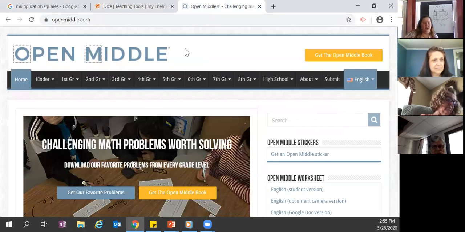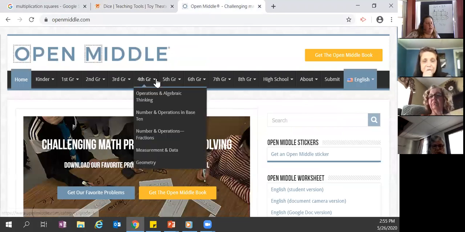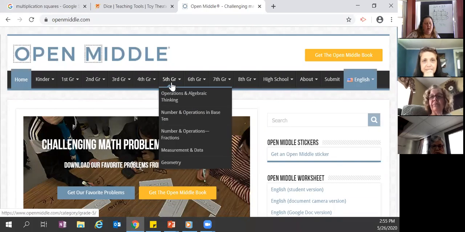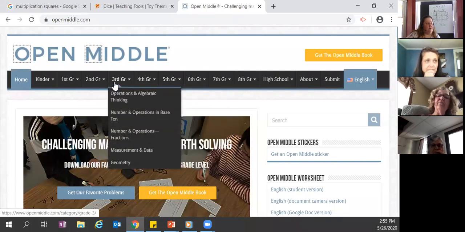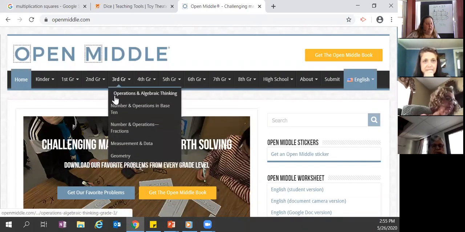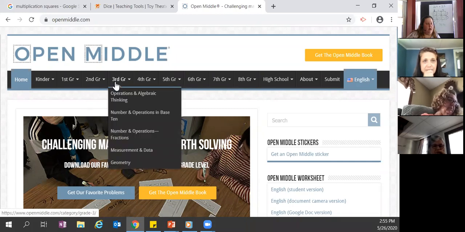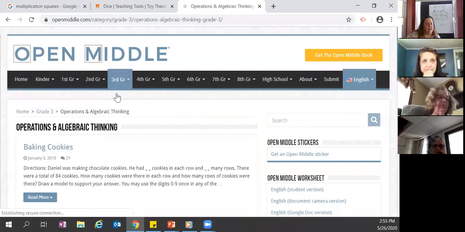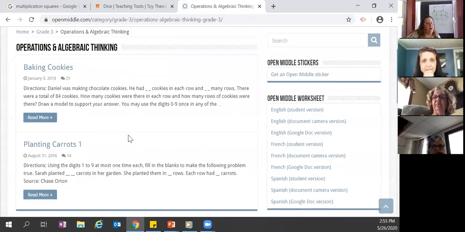So this is openmiddle.com. I believe that was probably a 4th grade problem that I grabbed, but you can see up here along the top, you can pick which grade level you were thinking about working with. So I'm going to go to 3rd grade, and I'm going to think about operations and algebraic thinking. So it's by strand. Oh, right here. This was where I got it from, 3rd grade.